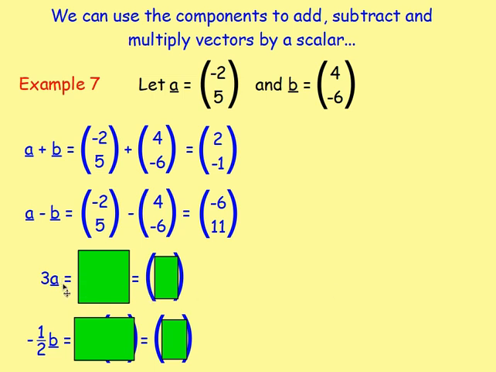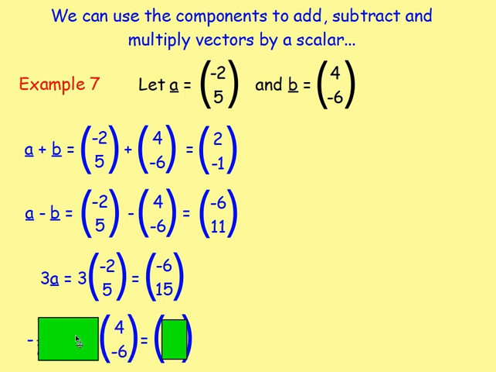If you've got 3a, well remember this is the vector a, and what we're doing when we've got a 3 beside it is we're multiplying it by 3. So really we've got 3 times that vector a. We've got 3 times the negative 2, 5. And to multiply the vectors by a scalar, all you do is multiply the components each by 3. So you do 3 times the negative 2, which is negative 6, and you do 3 times the 5, which is 15. Which means if you drew out 3a, you would end up with the components negative 6, 15. Negative a half b.